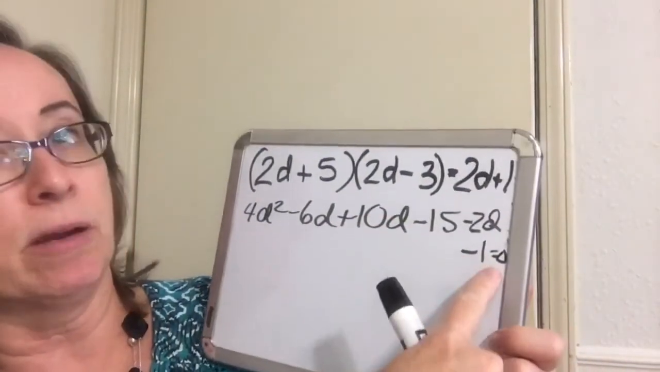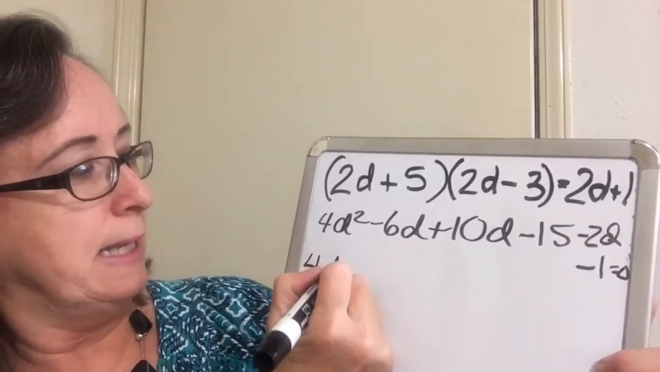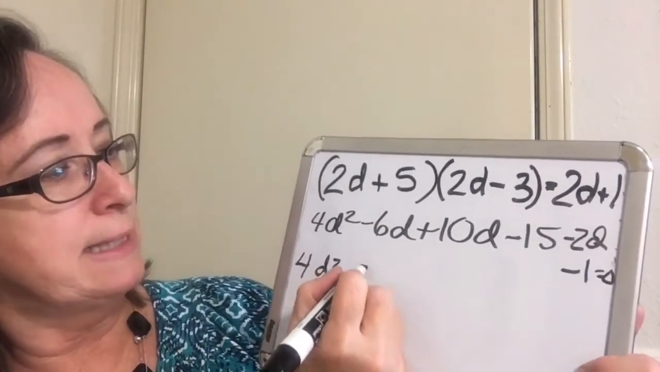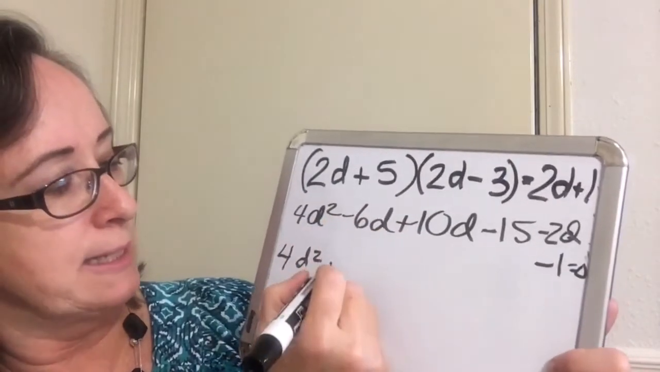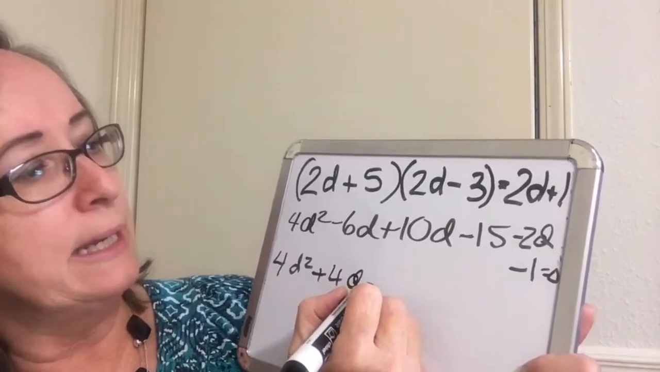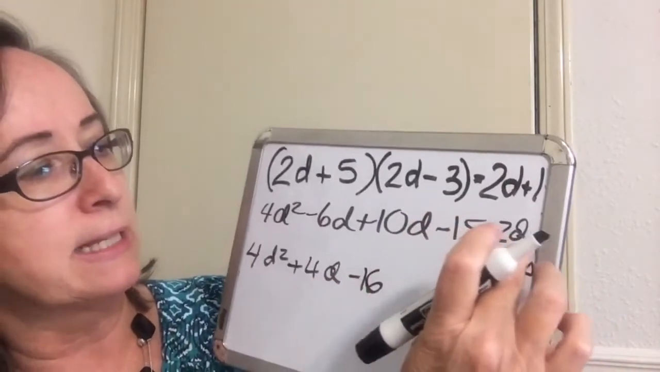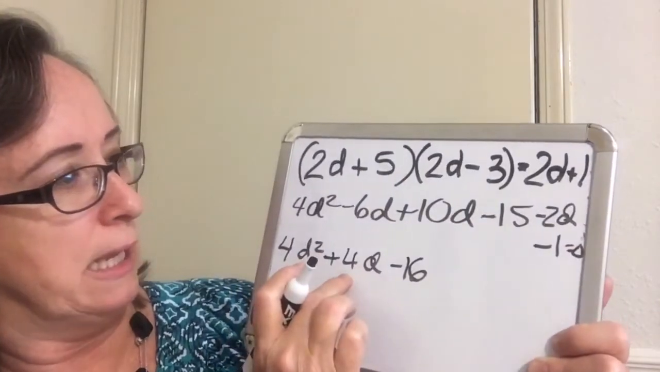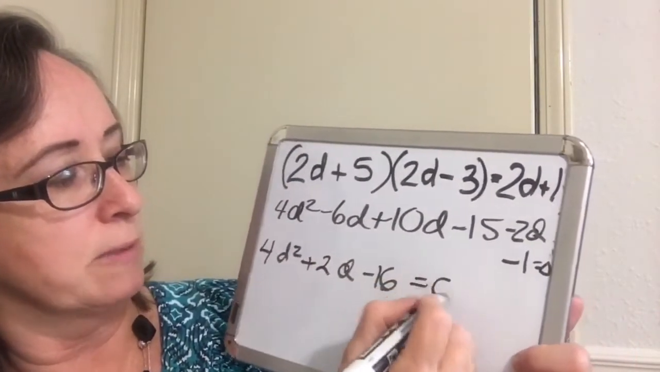Okay, so I'm getting a 0 on one side. So let's clean all this mess up. We get a 4d squared plus 4d. 10d and a minus 6d is a 4d, minus the 15 and the 1 is a minus 16. And let's go ahead and take that minus 2d out of here. So that's going to be plus 2d equals 0.